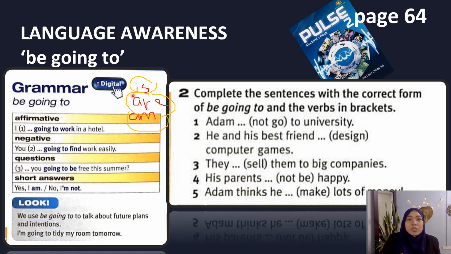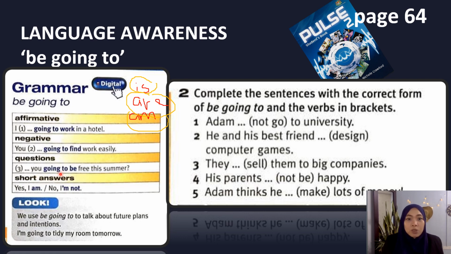I, so use is or are or am? Am. So this is the verb to be. The word be here, you exchange it to is or are or am. I am going to work in a hotel. Negative, you, which one? Are going to find work easily. Correct. Question. So when you make a question out of this, going to, you have to put this verb to be in front of your questions. Okay, and it still depends on your pronoun.